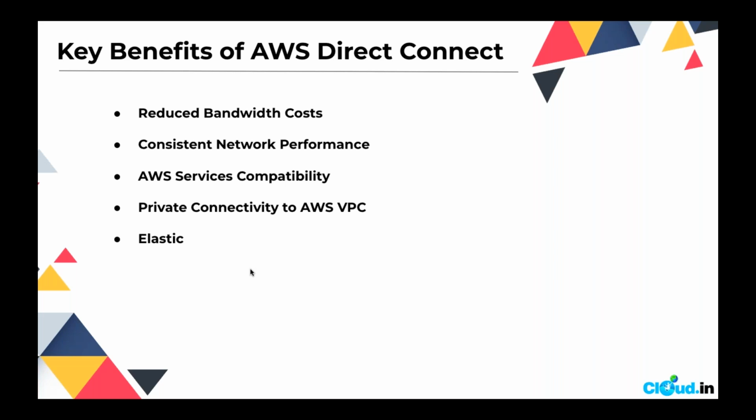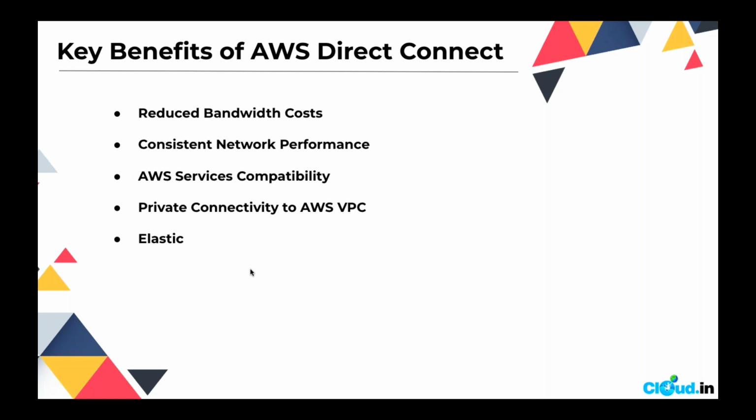Fourth one is private connectivity to the AWS VPC. As I mentioned previously, the dedicated connection gives this private connectivity. You can skip the public internet connectivity, go through Direct Connect, and have private connectivity established.